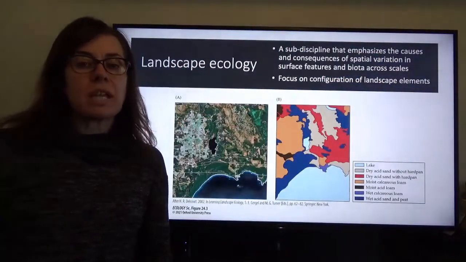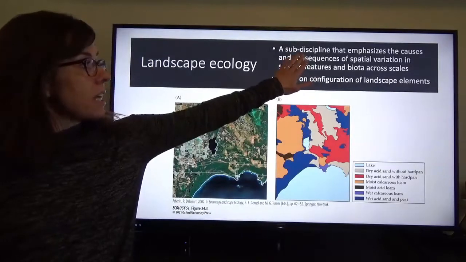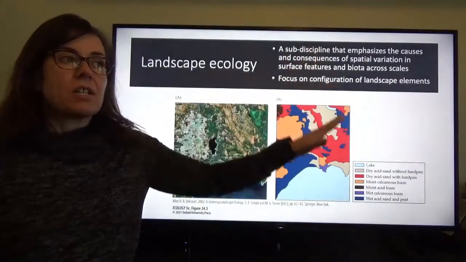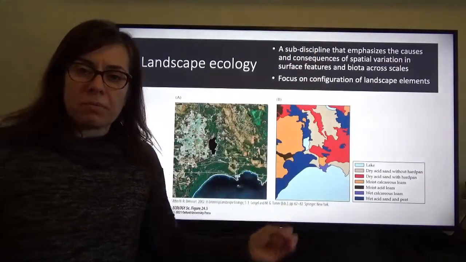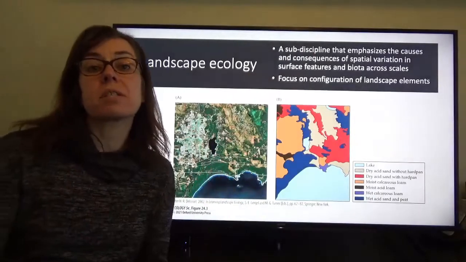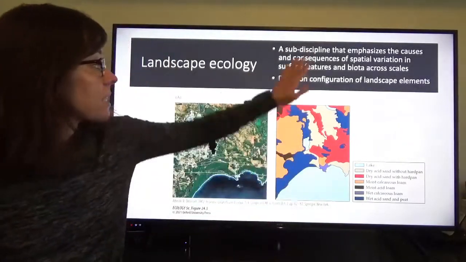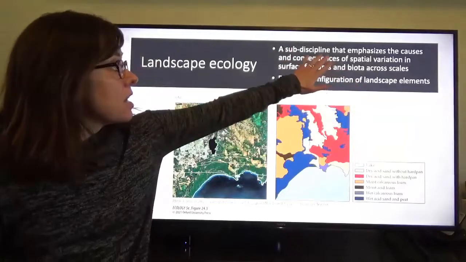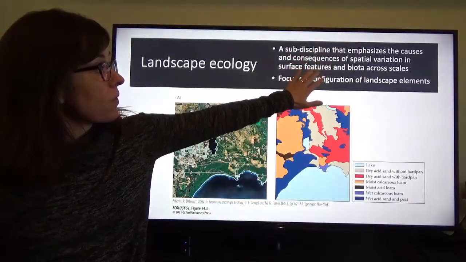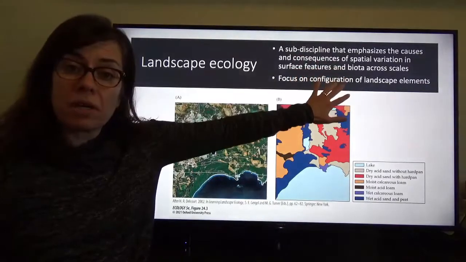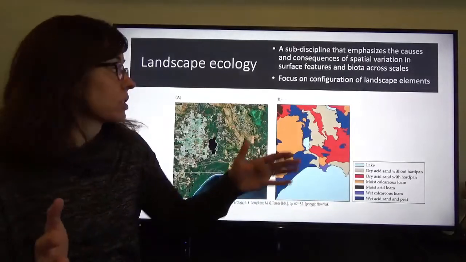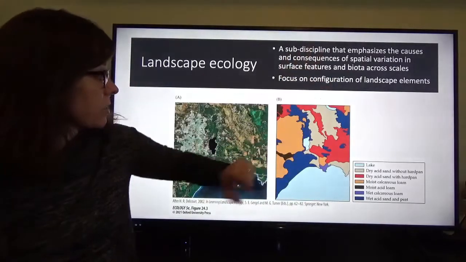Okay, so landscape ecology is a subdiscipline of ecology, all right? We've looked at community ecology, population ecology, and ecosystem ecology. These are all subdisciplines of ecology, and landscape ecology is another. This subdiscipline emphasizes the causes and consequences of spatial variation in surface features and the biota associated with those features across a surface, across scales.